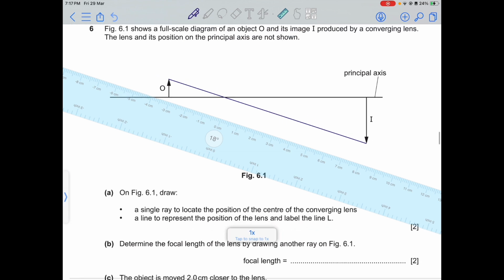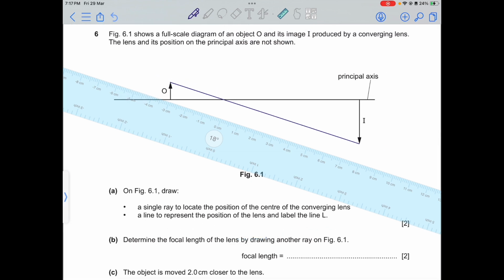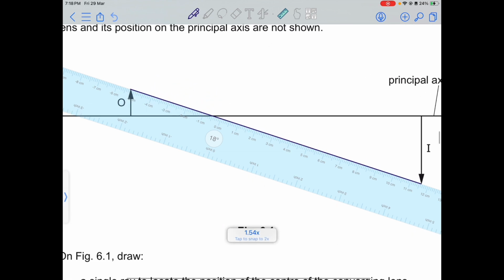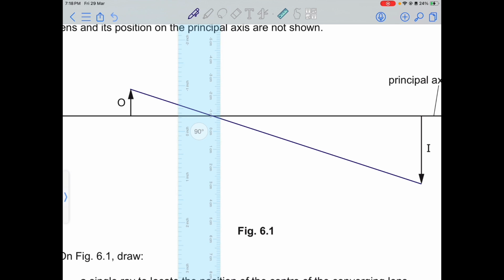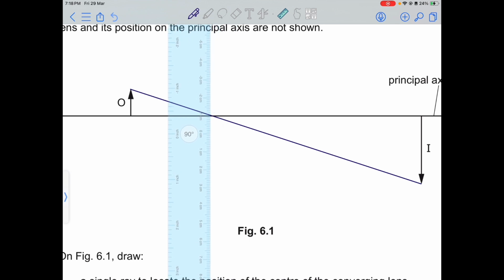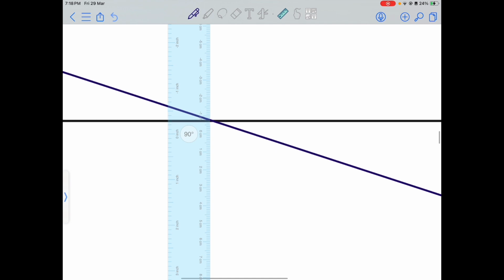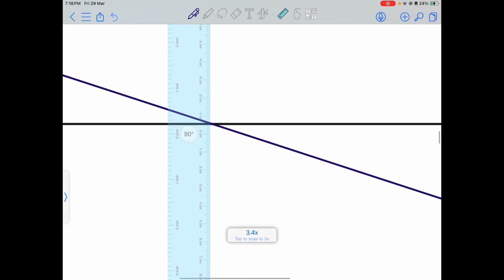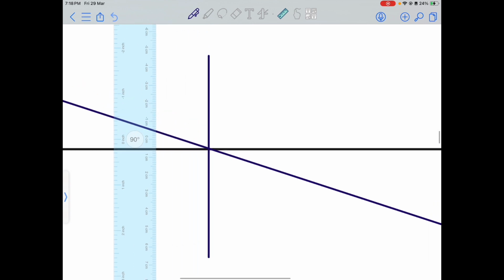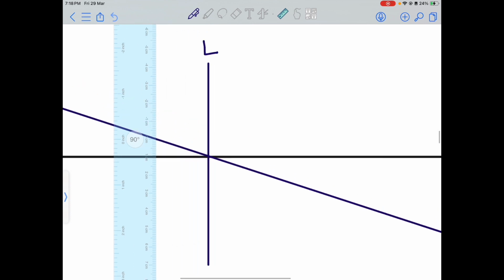Alright, and then you have to draw a single line to represent the position of the lens. Basically the lens is here. When it passes through this axis, the lens should be there. So if I get the exact point, it should be somewhere here. It says label this as L. Label this as L. Alright.